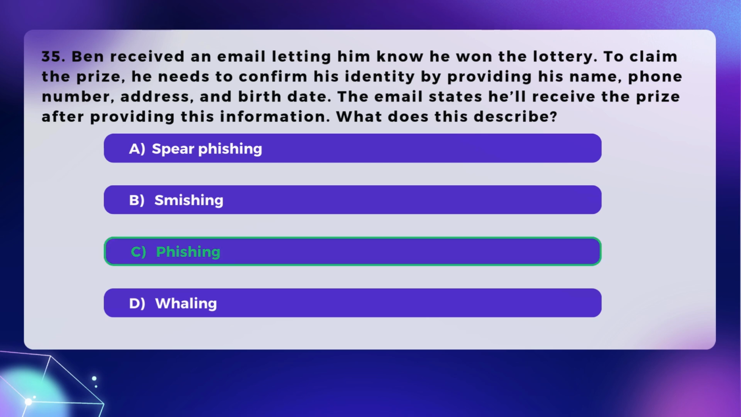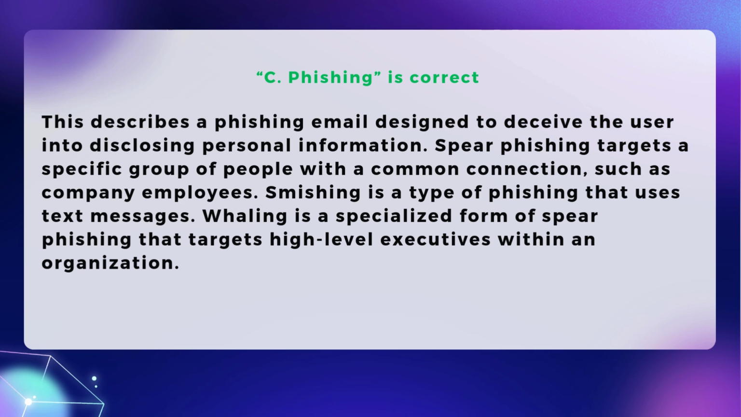The correct answer is C. This describes a phishing email designed to deceive the user into disclosing personal information. Spear phishing targets a specific group of people with a common connection, such as company employees. Smishing is a type of phishing that uses text messages. Whaling is a specialized form of spear phishing that targets high-level executives within an organization.